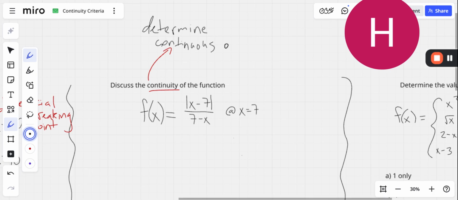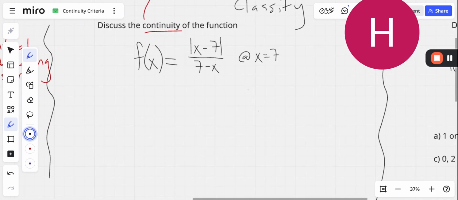And if we have a discontinuity, it wants us to classify the discontinuity. So there are different types of discontinuities. Sometimes there's simply a hole, which we call removable. Sometimes there's a vertical asymptote, which would be an infinite discontinuity. Sometimes we have a jump discontinuity. So we need to be able to classify the discontinuity. And if you just think about it here, f of 7 is obviously not going to work.